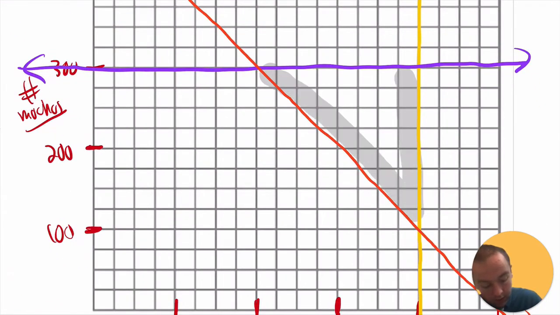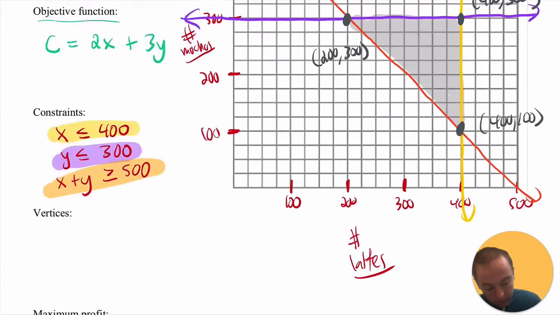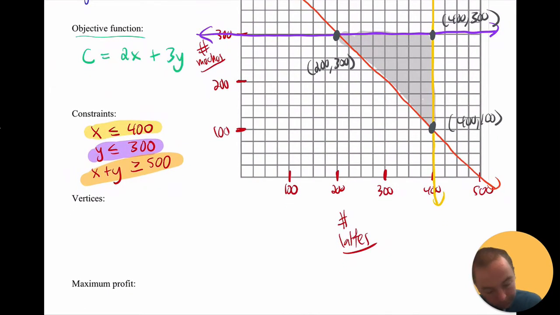Now we do have a closed region, so that means we're going to find the minimum and maximum of our objective function at each of these corner points. It turns out that right there, that's going to be (200, 300), over here is (400, 300), and then down over here is (400, 100). So we're going to have to consider each of those corner points under our objective function.